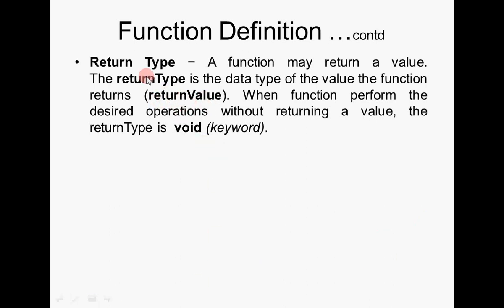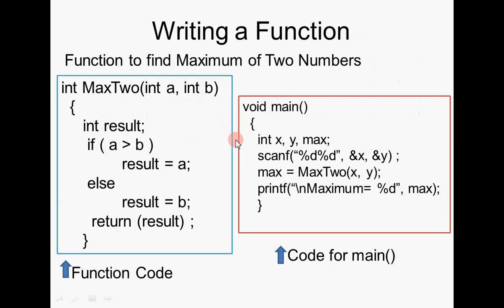This return value and return type shall be the same for the functions when it is being used. If the function is not returning any type of value, then we should say that the return type should be void, a keyword in C, meaning that the function will not return any value.